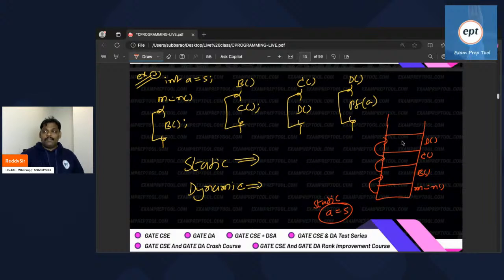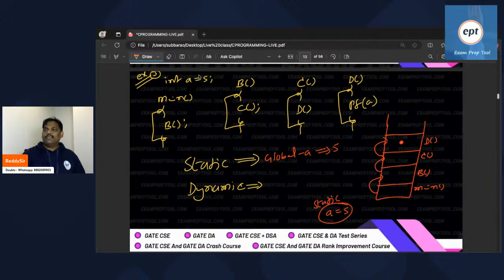In D, you say print A, no local. If no local, according to static scoping, it takes the global. So no local, and the global will be printed. Global A printed, which is 5. That's okay. Static scoping means if no local, then print global. Okay, fine. Some people are asking, sir, what is dynamic scoping?